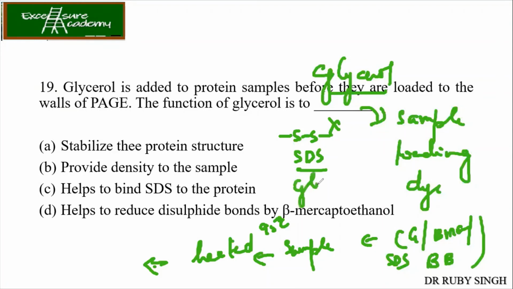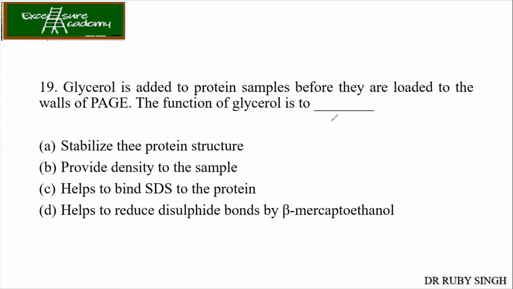And then the glycerol is present. Now the answer to this question is that it provides density to the sample. So what happens is that when you load your sample onto the wells, just imagine that these are the wells, and when you're putting your sample onto this, if the glycerol is absent, there is a tendency that the sample will actually move out from the well.